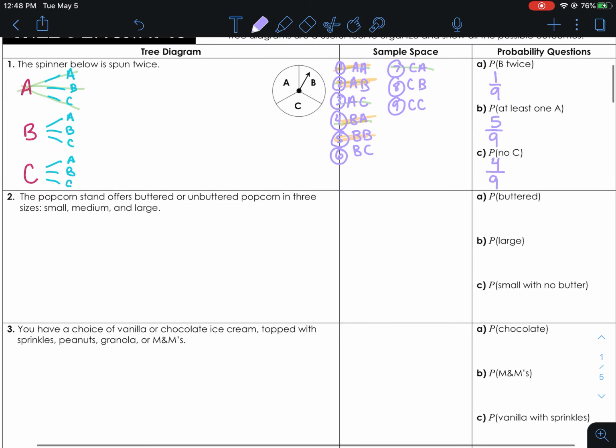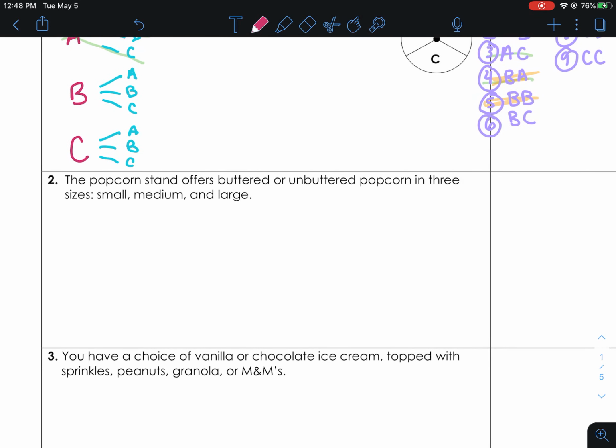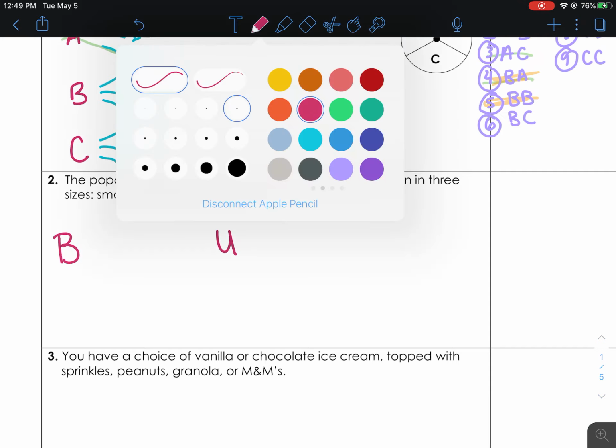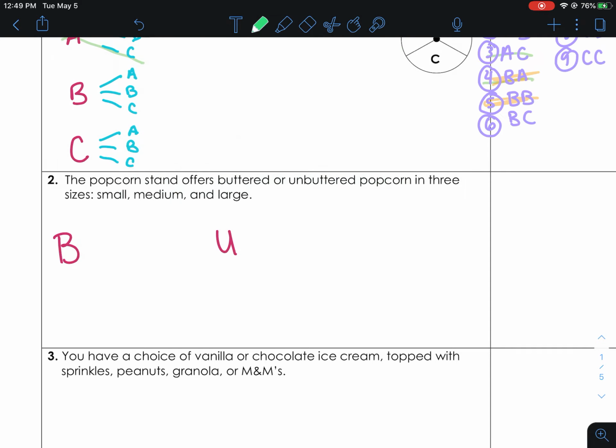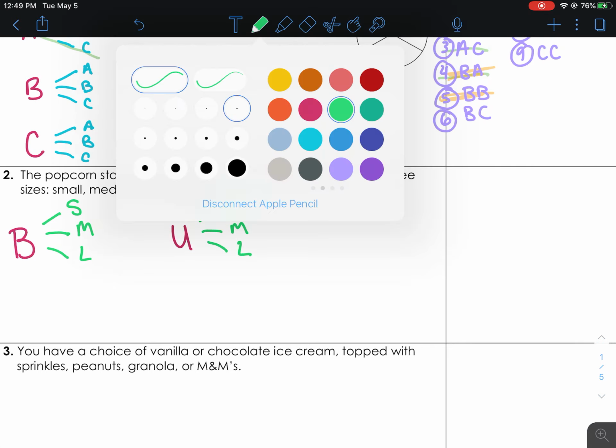All right, so now we're going to come down here. I'm going to do that same thing. Here we're at a popcorn stand, and it offers buttered and unbuttered, and then it comes in 3 sizes, small, medium, and large. So I have buttered and I have unbuttered. And out of those choices, I then have small, medium, and large. So now over here, I'm going to do my sample space.